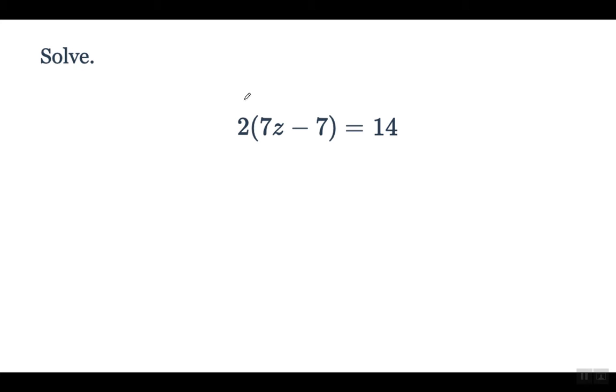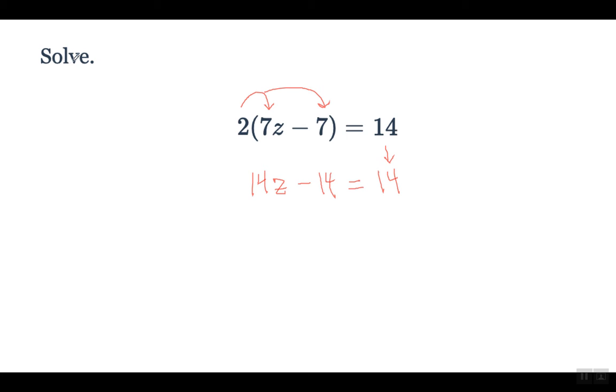However, for the sake of keeping things simple and to do it the same way on every problem, I recommend that you just do the distributive property. Alright, so let's do the distributive property. So if I multiply 2 times 7z, I'm going to get 14z. And if I multiply 2 times negative 7, I'm going to get negative 14.